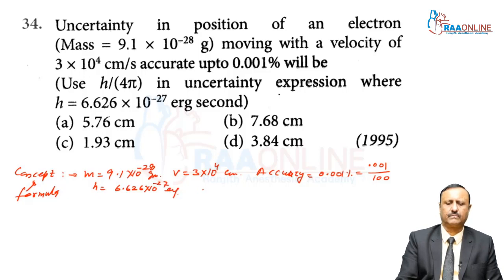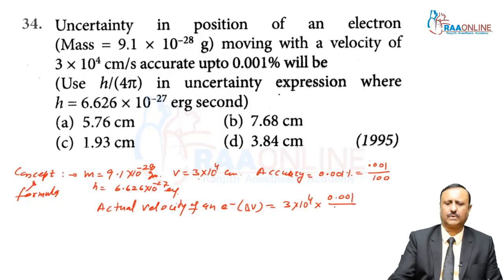Now we can see here the actual velocity of the electron, that is delta v, that is equal to 3 into 10 to the power 4 into accuracy, that is 0.001 upon 100, that equals 0.3 centimeter per second. This is the actual velocity.